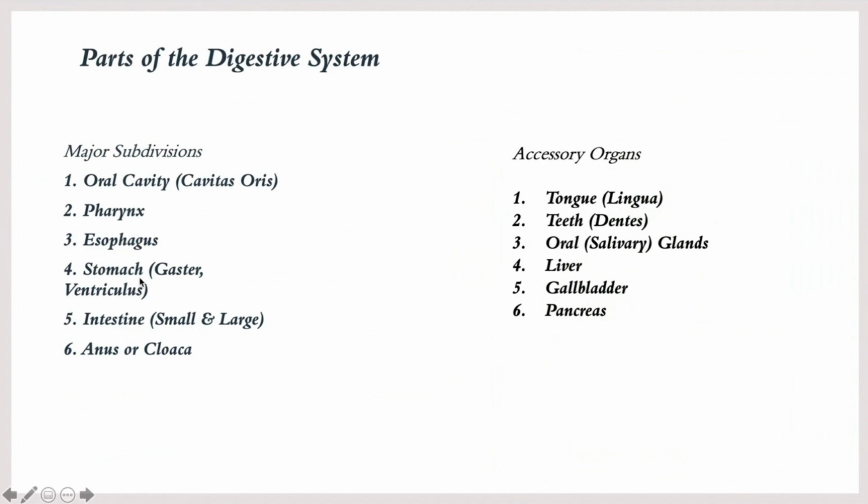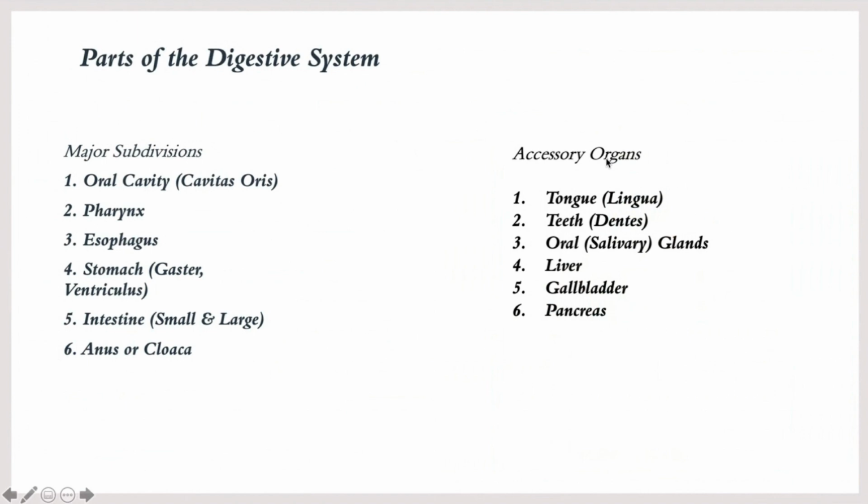And then the food goes into our stomach, where it's broken down even more because of our gastric acids. Then the food travels into our intestines, the small and the large, where in the large, of course, water is taken from the food or reabsorbed, and in the small, the nutrients are absorbed into the blood. And then the anus or the cloaca is the end point of our digestive system, where we excrete the waste products.